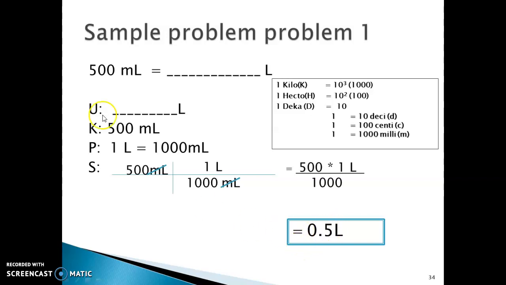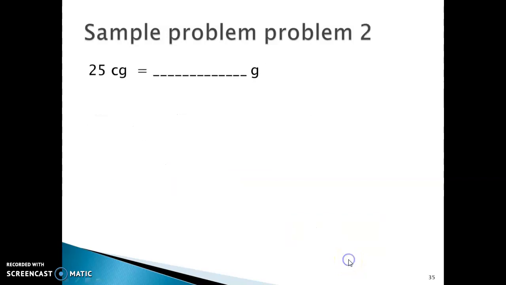And that is the correct number of significant figures because there's only 1 in 500 as it's written there. Now, if we said 500 point, then we would have to do 0.500 here to have the correct number of significant figures. All right, second sample problem.